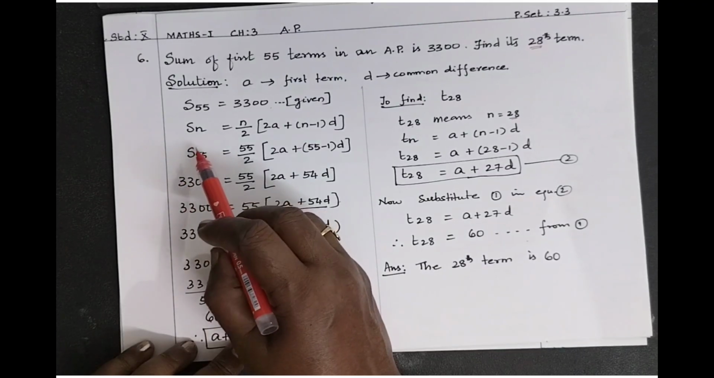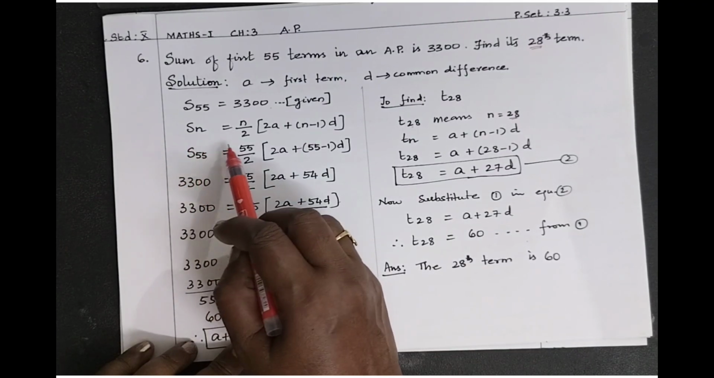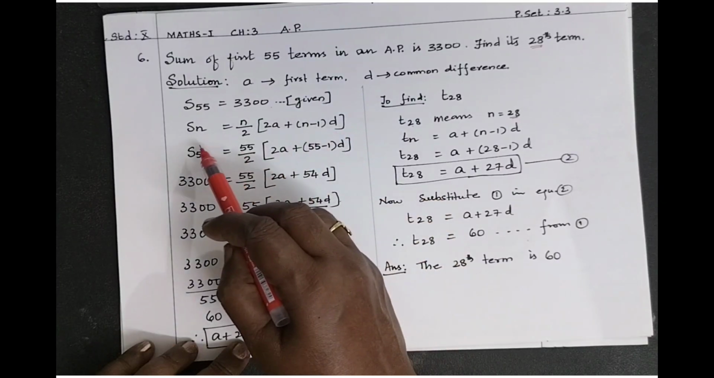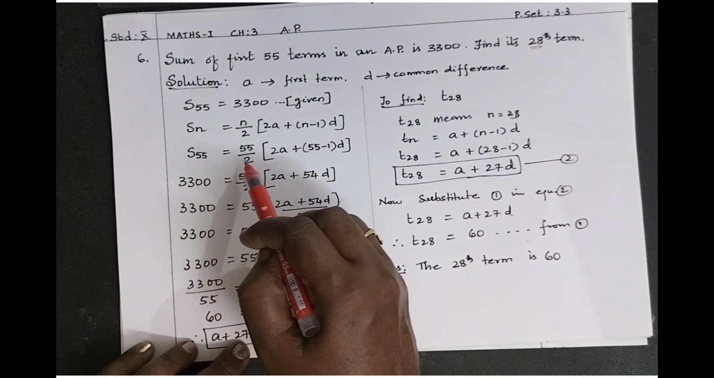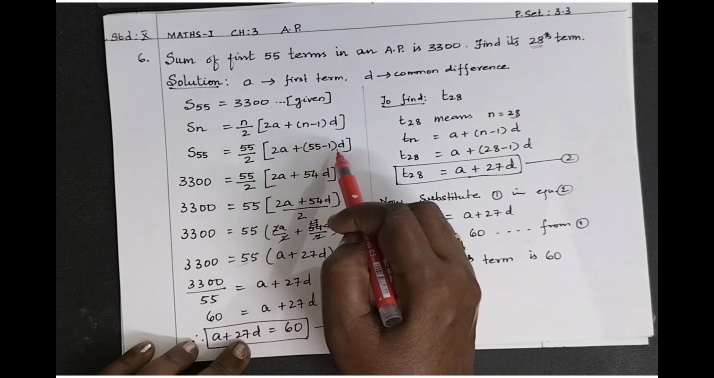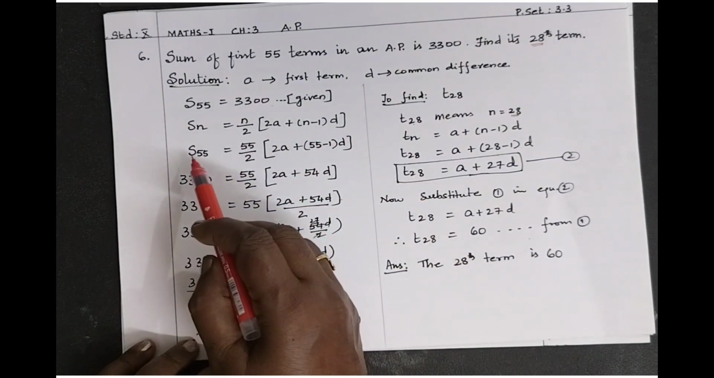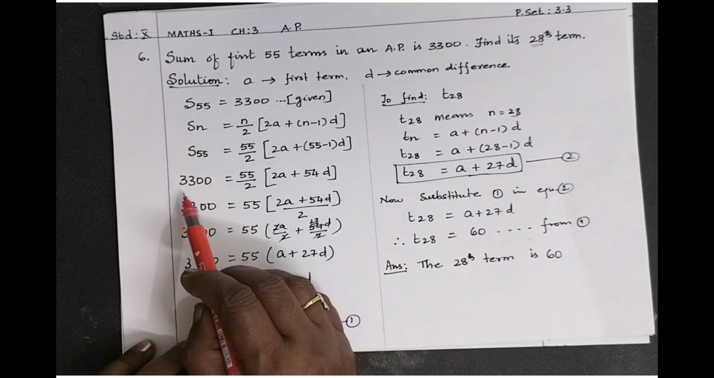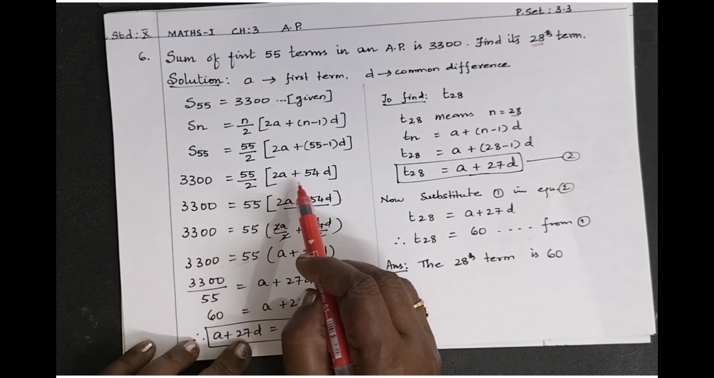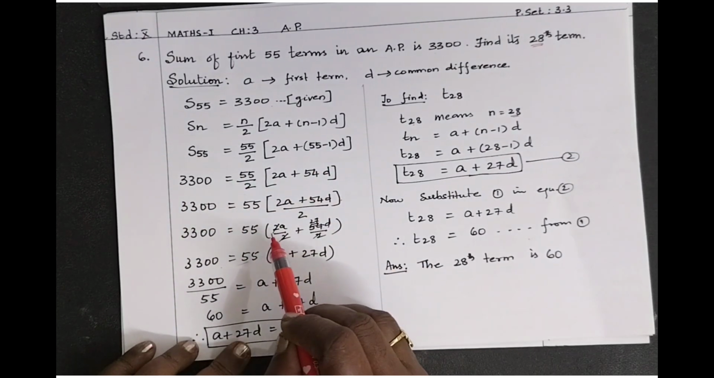Now let us write the Sn formula. Sn equals n upon 2 into 2a plus n minus 1 into d. Therefore S55 is equal to 55 upon 2 into 2a plus 55 minus 1 into d. So substitute this value. So 3300 is equal to 55 upon 2 into 2a plus 54d.